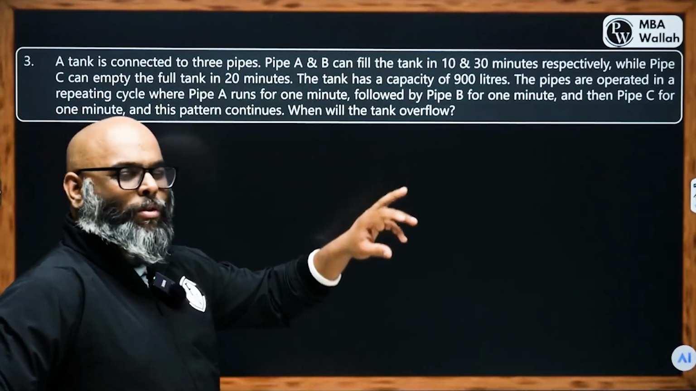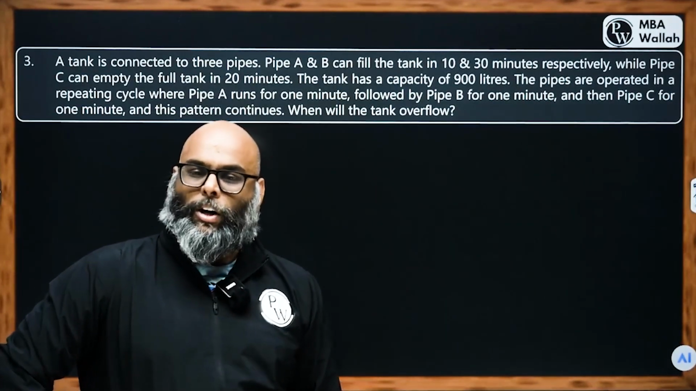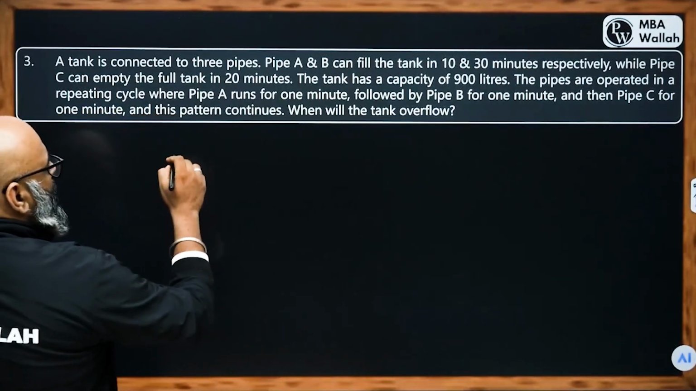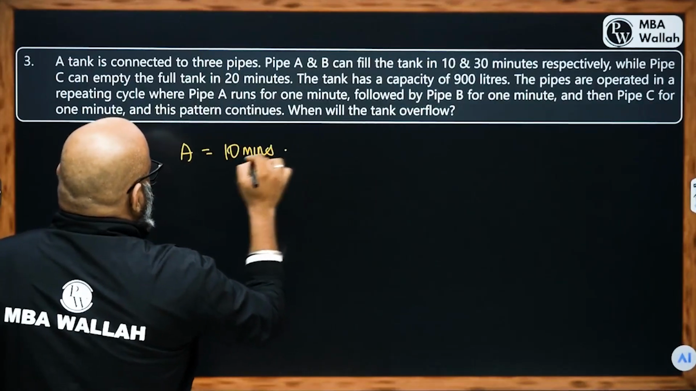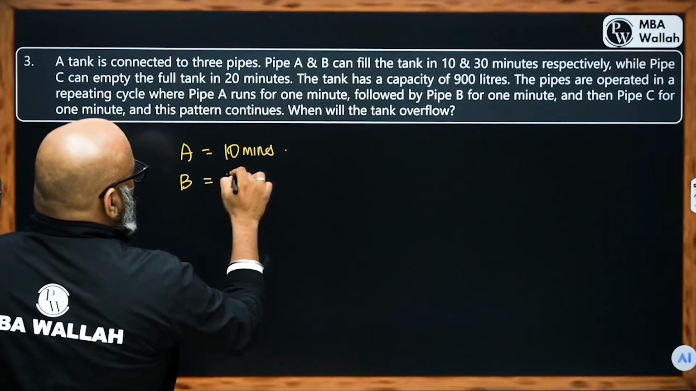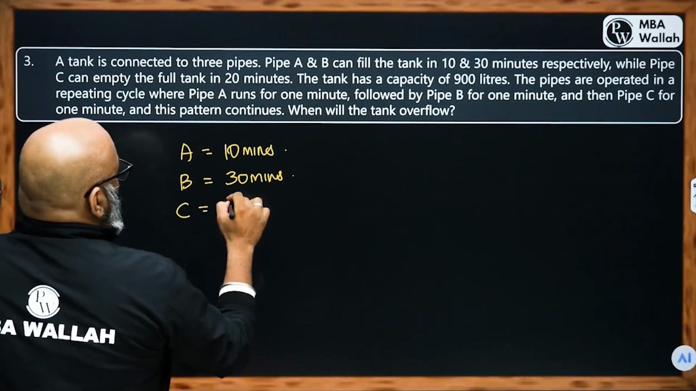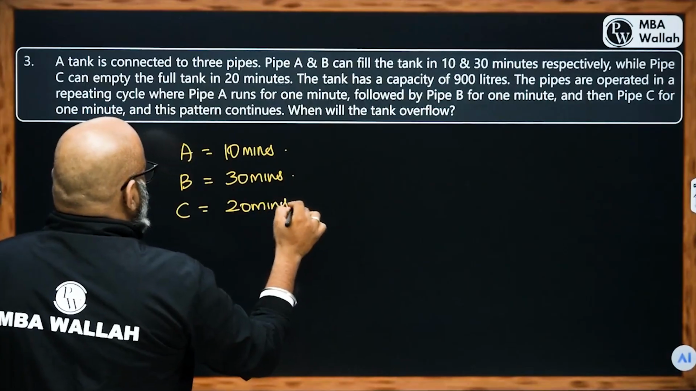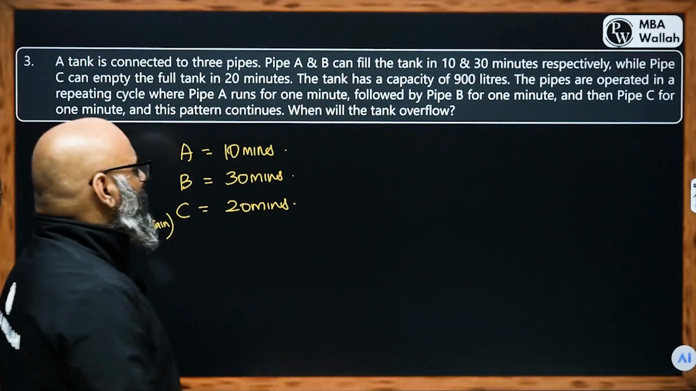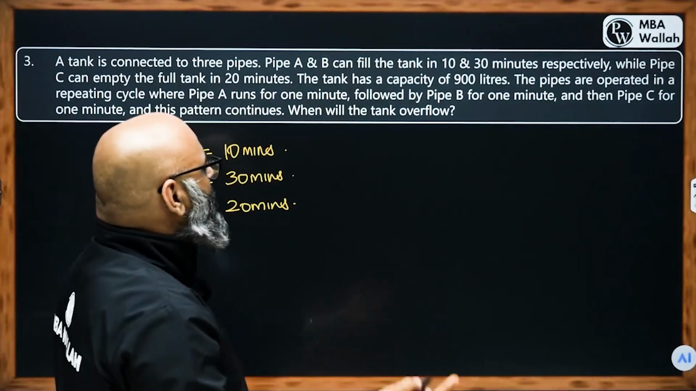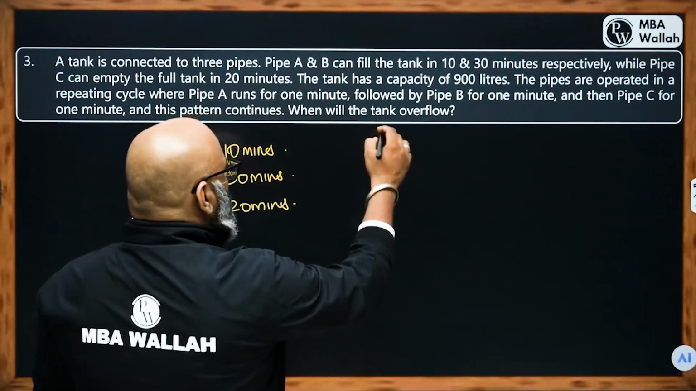So when they ask when will the tank overflow, it is accounted for the fact that the tank is empty. From empty to the overflowing point is what they are asking. So let's grab the data here first. A will take 10 minutes. B will take 30 minutes. And then C will take 20 minutes. But we need to keep in mind that this is a drain pipe. I don't necessarily have to take the LCM because the total capacity is given as 900 liters. 900 liters is my total capacity.